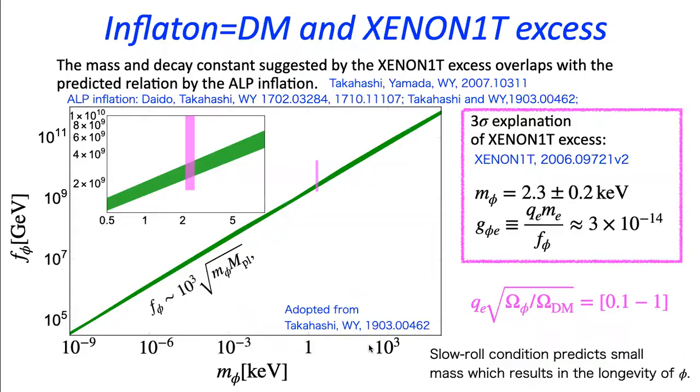More precisely, by performing a numerical simulation, we get the prediction in this figure in the mass and decay constant plane, this green band. And this overlaps with the suggested region by the XENON1T excess.